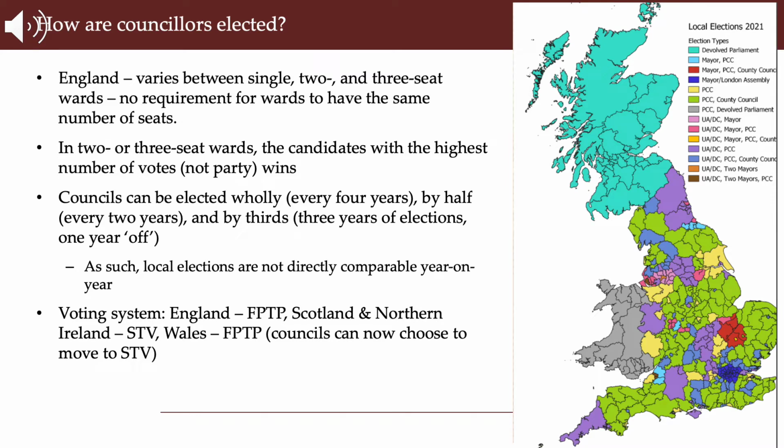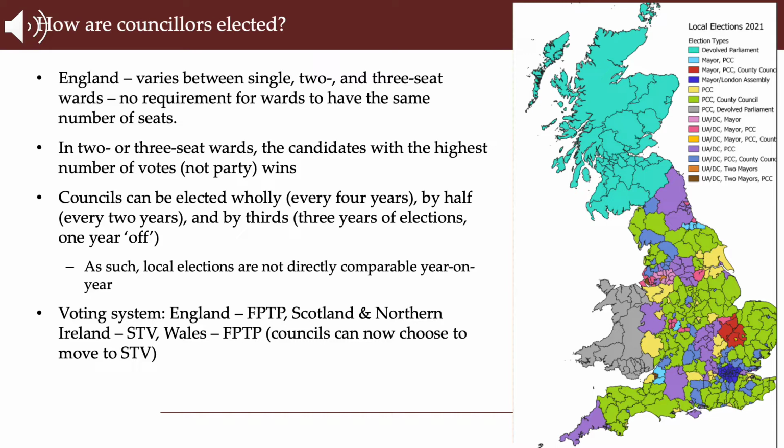So this is where it gets a bit confusing. So in England, councils vary between single wards, 2-seat wards and 3-seat wards, and there's no requirements for wards within a local authority area to have the same number of seats. So Birmingham, for instance, recently changed from 3-seat wards across the city to a mix of 1- and 2-member wards. In 2- or 3-seat wards, it is the candidate with the highest number of votes, not the party, that wins.